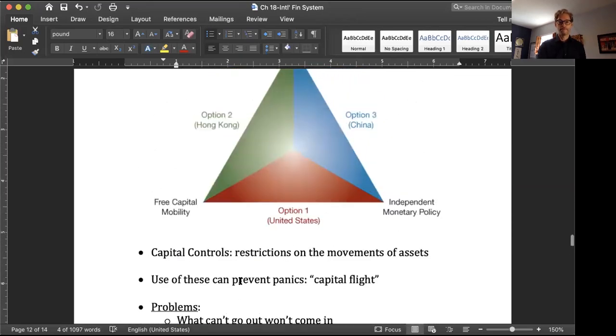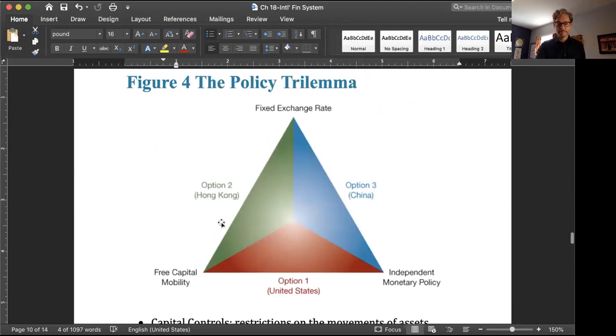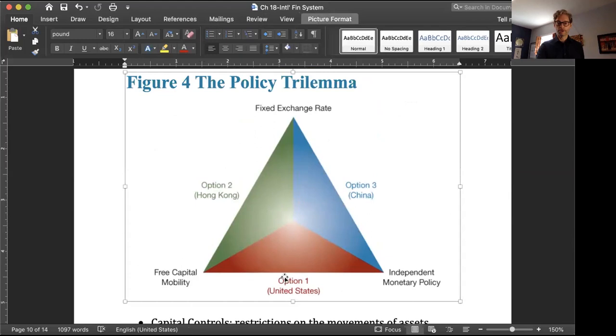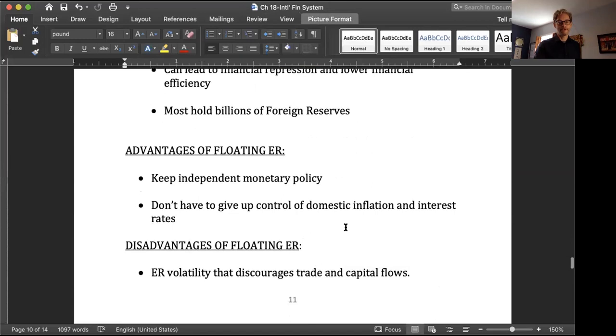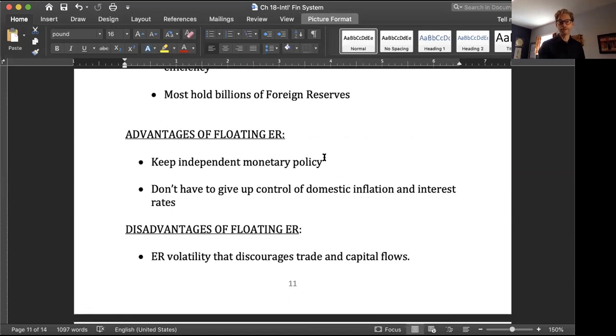I'm sorry to move up and down, but this is the policy trilemma, right? Are you going to fix your exchange rate, float your exchange rate, or impose capital controls? That's basically what you have to do. Which countries decide to float? Well, they tend to be the big countries that really want independent monetary policy, right? And they don't want to have to give up control of their domestic interest rates. So the big countries tend to float.